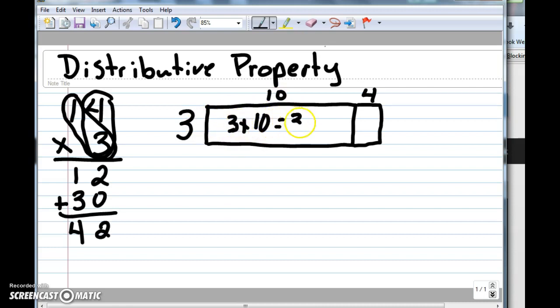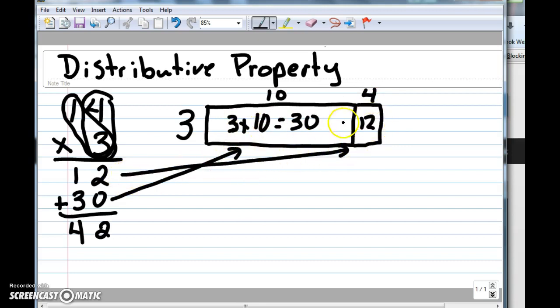which equals 30, which is our number here. And we'd say it is 4 times 3, which is 12, which is our number here. So when we add these two together, we get an area of 42. So the distributive property is really looking at how we take a number and multiply it by everything inside. Because we could also write this as 3 times 14.